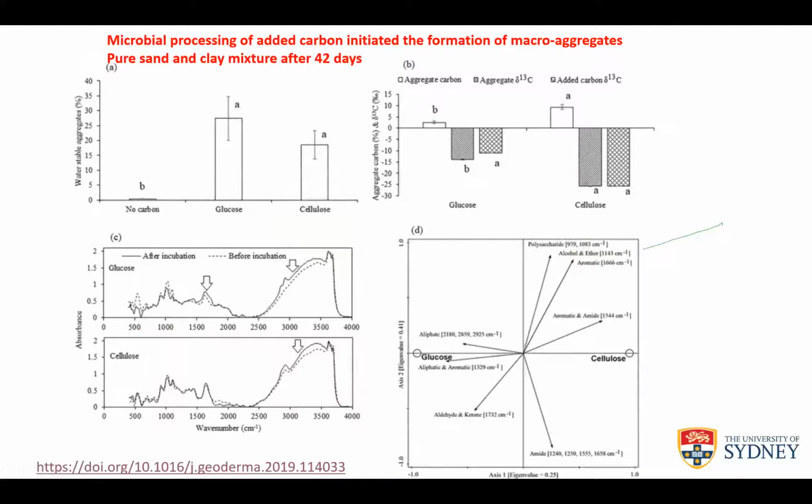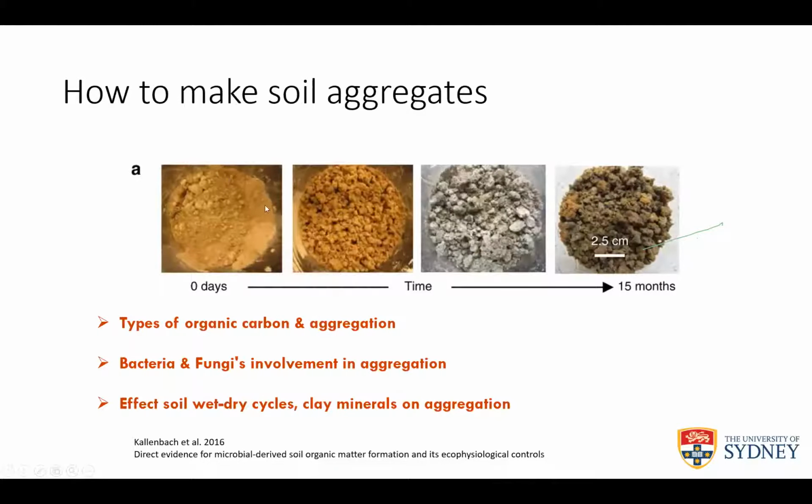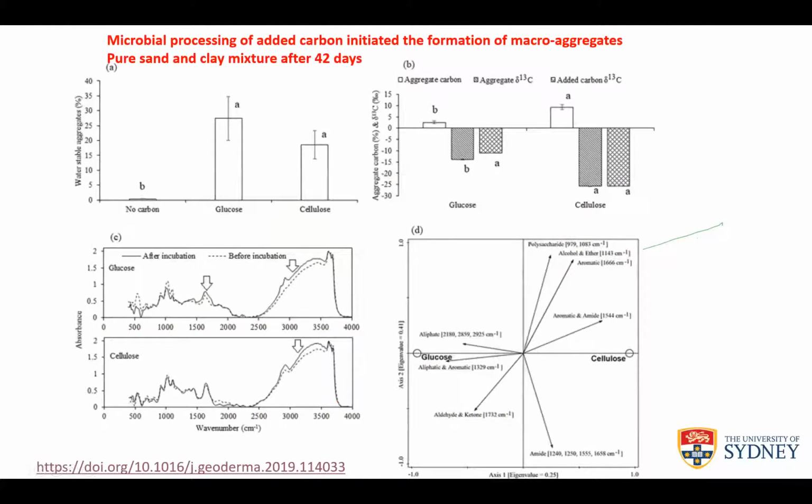So this is an experiment that our colleagues did here. They do similar things. So first of all, they take the soil, the pure mineral, right? And then this is the water stable aggregate. So after 42 days, so just 7 weeks, if there's no carbon, if you don't put any organic matter in it, the water stable aggregate is 0. So there's no aggregate that's going to form.